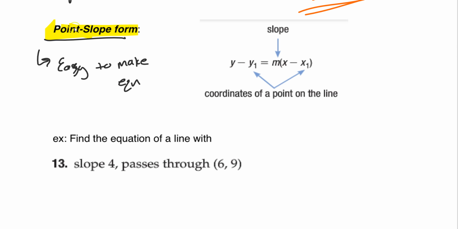Because all you need is, like the formula says, the point, x1, y1. So that's right here and here. And you need a slope, m. So it goes right there. So if you have a point, any point, and you have a slope, then you can write this equation.